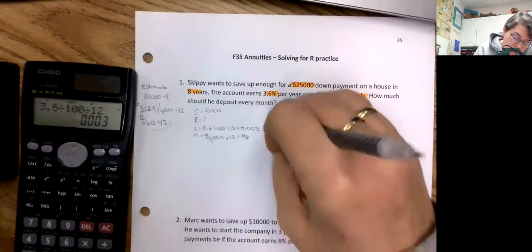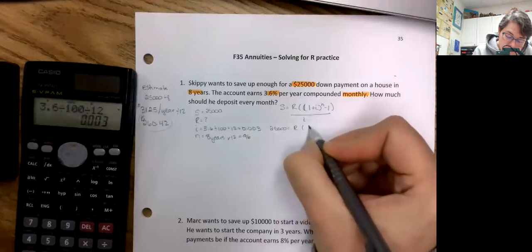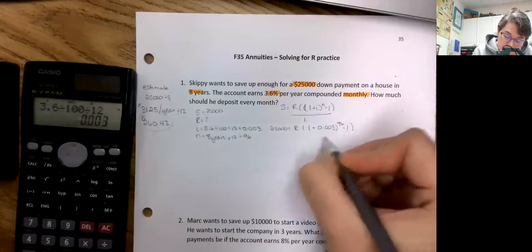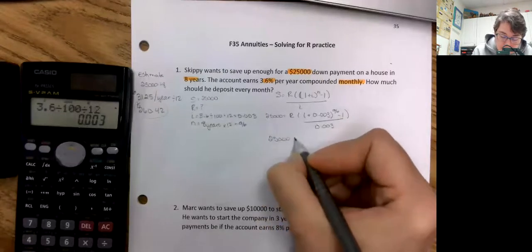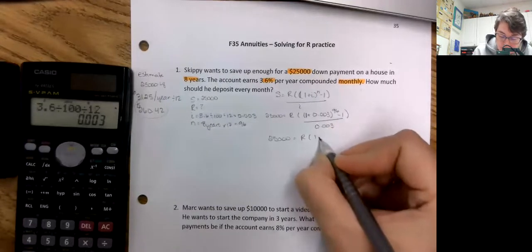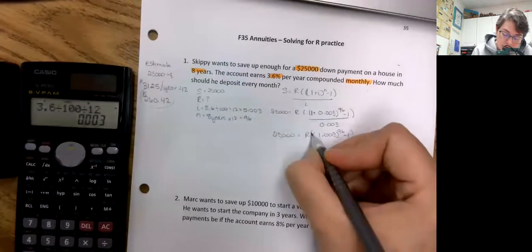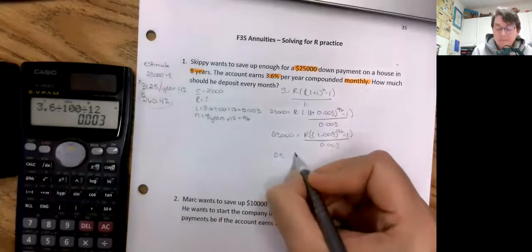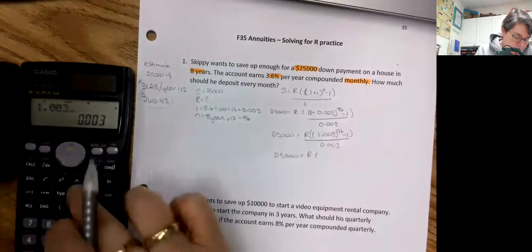Oops. I know what the S is. I want to save $25,000. That equals R times bracket, 1.003 to the 96 minus 1, over 0.003. Lost a bracket there. So 25,000 is R times, now we're going to go 1.003 to the 96.